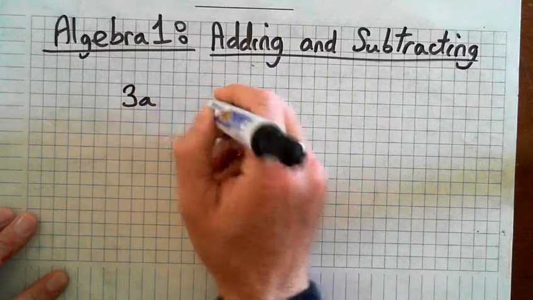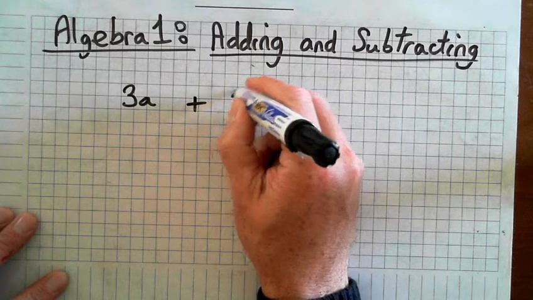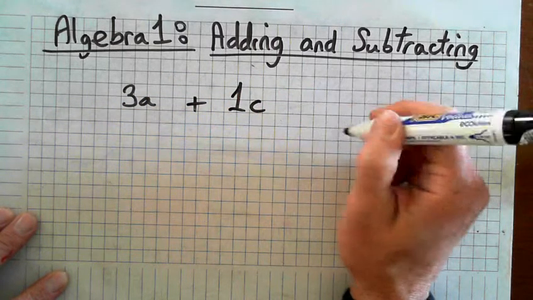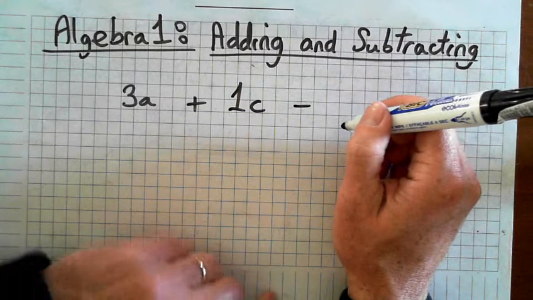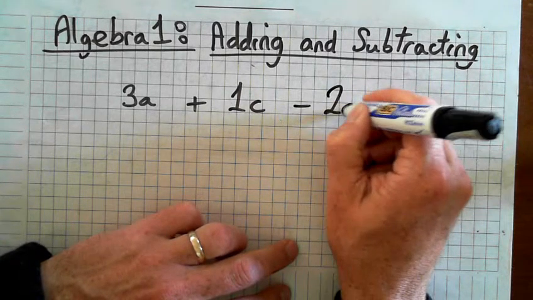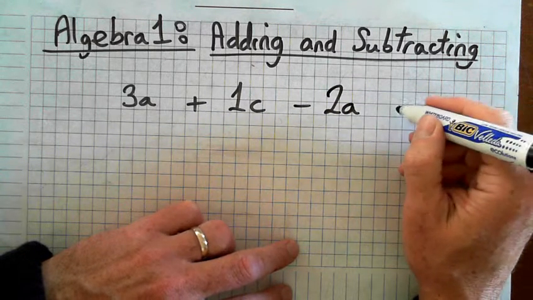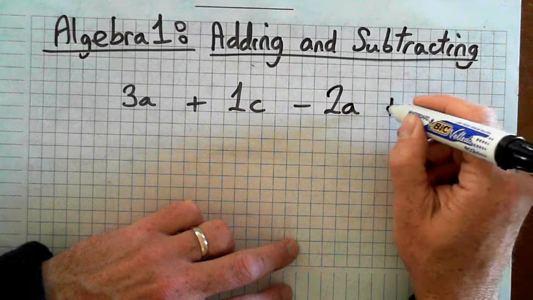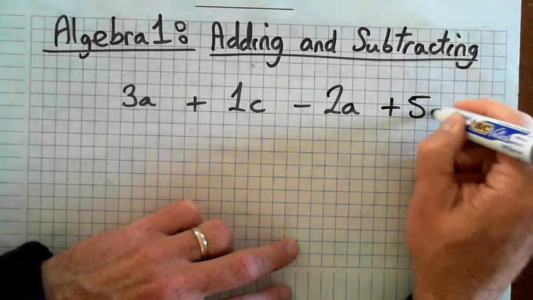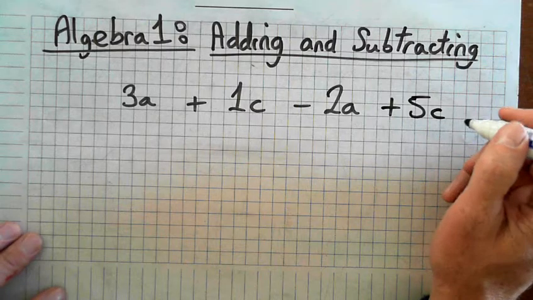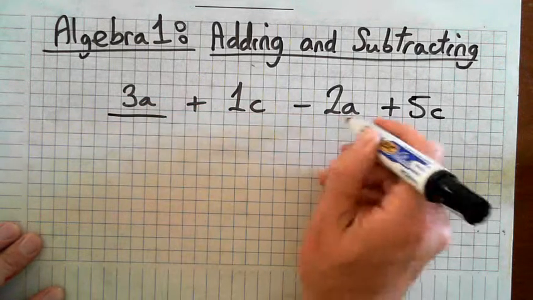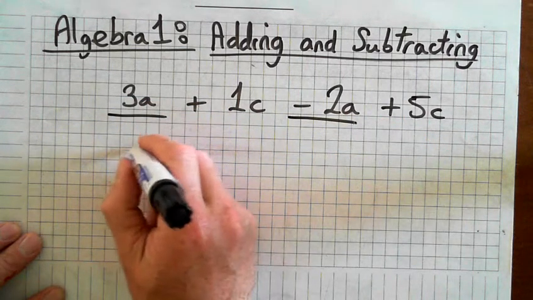So let's say I have 3 apples, 1 carrot, and let's say I decide to eat 2 apples, and then I decided to buy 5 more carrots. So how many apples have I got?